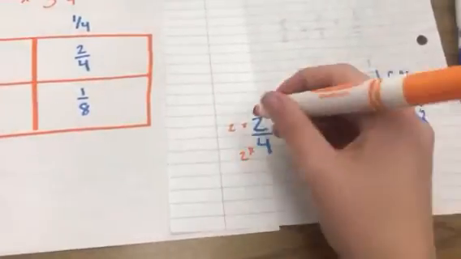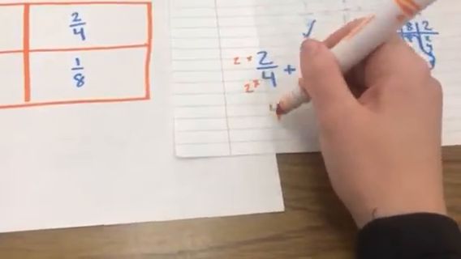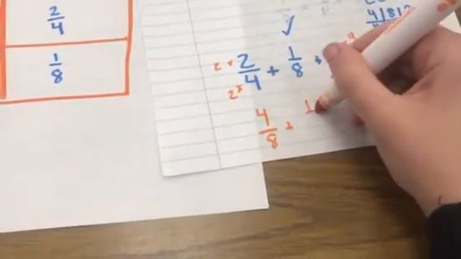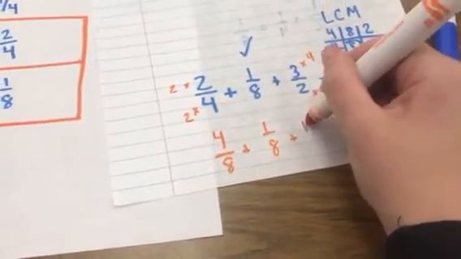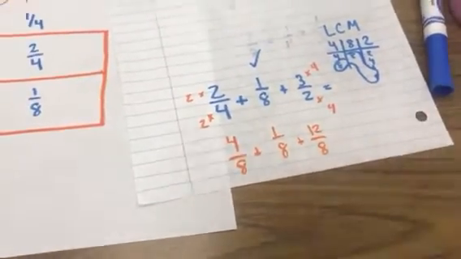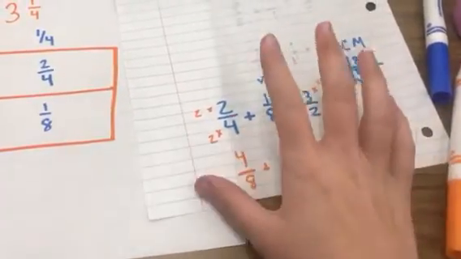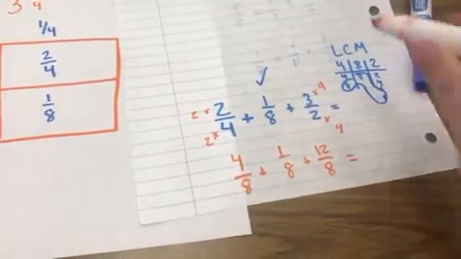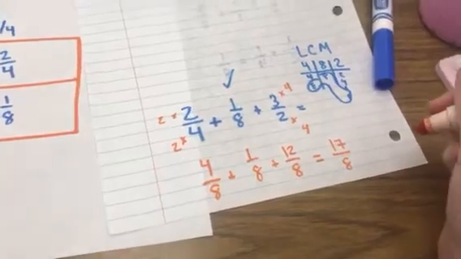So now when I multiply it out, I have 2 times 2 is 4, over 8, plus 1 over 8, plus 4 times 3 is 12, 12 over 8. All my denominators match up now. I'm good to go. I can add. So 12 plus 4 is 12, 13, 14, 15, 16. Plus 1 is 17. 17 over 8.